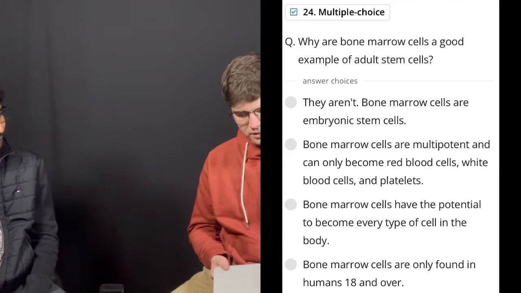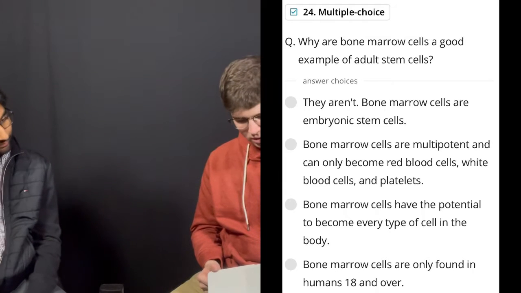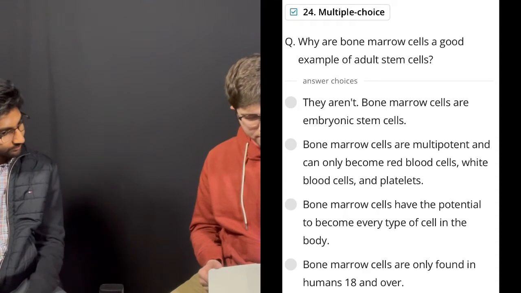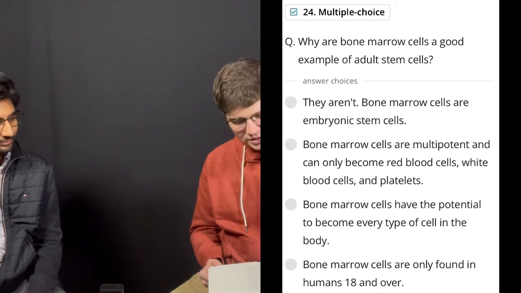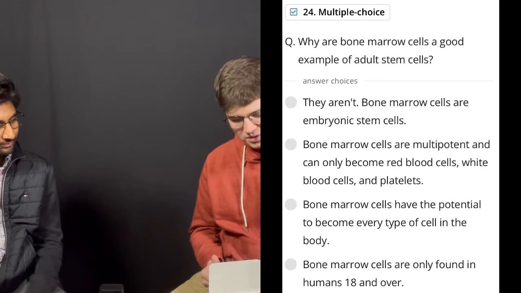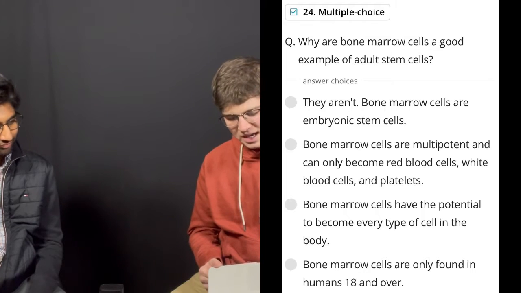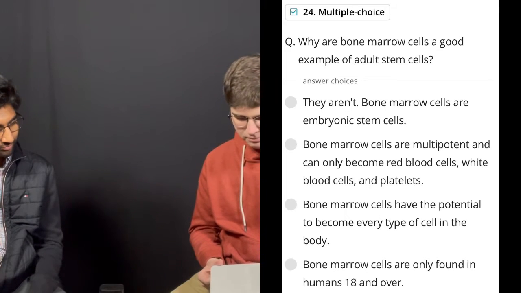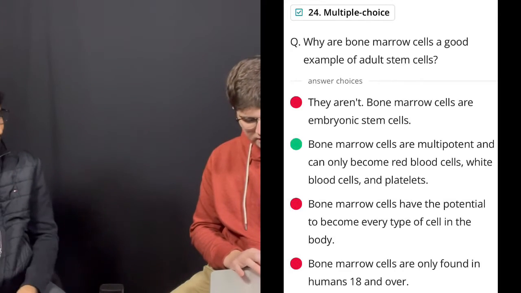Why are bone marrow cells good examples of adult stem cells? This is up our alley. A, they aren't. Bone marrow cells are embryonic stem cells. B, bone marrow cells are multipotent and can only become red blood cells, white blood cells, and platelets. C, bone marrow cells have the potential to become every type of cell in the body. Or D, bone marrow cells are only found in humans 18 and over. I want to say B. Yeah, B is correct. I had the answer first. I think that's the only one that kind of makes sense.